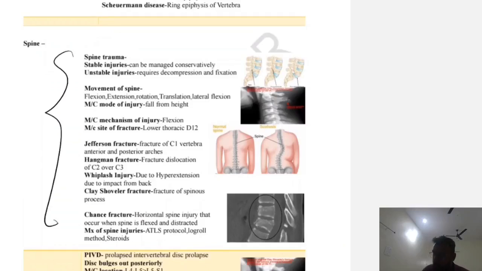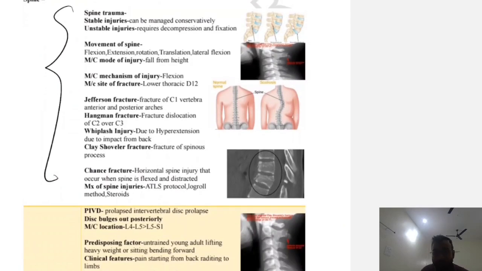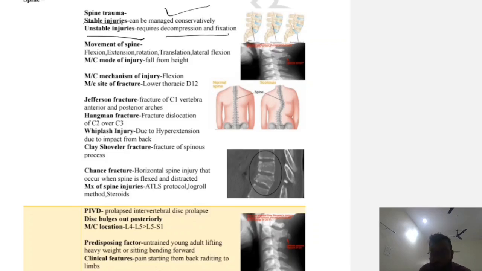Spine. So I have put only the important things which can be asked in spine. First is spine trauma: there are stable injuries and unstable injuries. Stable injuries can be managed conservatively. Unstable ones, you have to do decompression and fixation. The movements of the spine are flexion, extension, rotation, translation, lateral flexion.